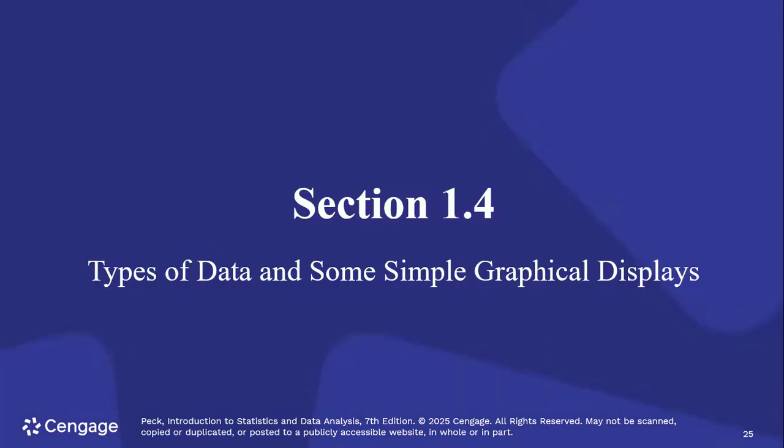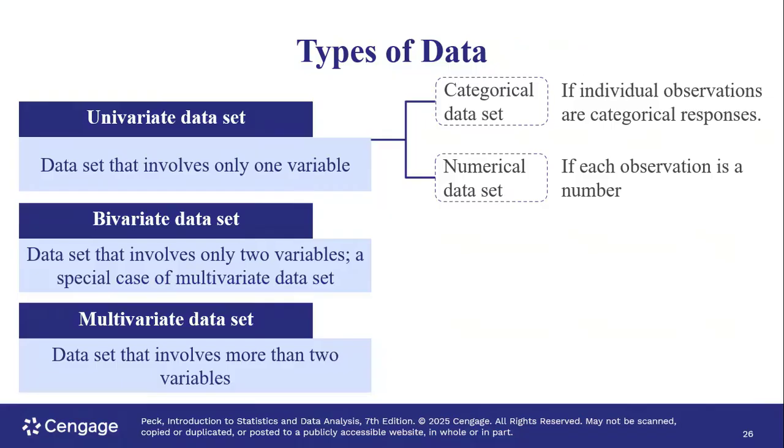Now we are going to talk about types of data and some simple graphical displays. So you have heard the word data again and again. What does the word data mean? Data is the plural of the word datum, meaning information. So, types of information and simple graphical displays of information.